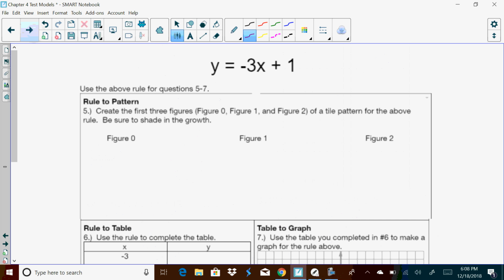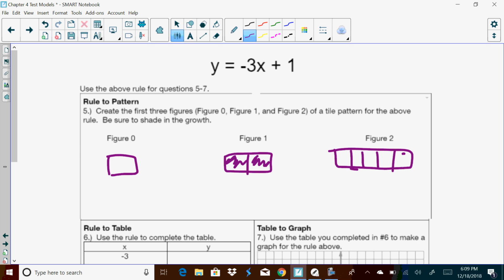Okay. For the next set of problems, it says use the rule above, which is y equals -3x plus 1, to create the first 3 figures, figure 0, figure 1, and figure 2 of a tile pattern for the above rule. Be sure to shade to show growth. So figure 0 has 1 tile in it. My figure 1, I take 3 tiles away from 1. So if I did that, I would actually end up with -2 tiles. And figure 2, I'm going to take away 3 more tiles. So I'm going to end up with -5.